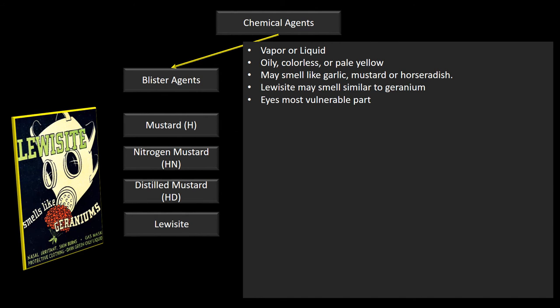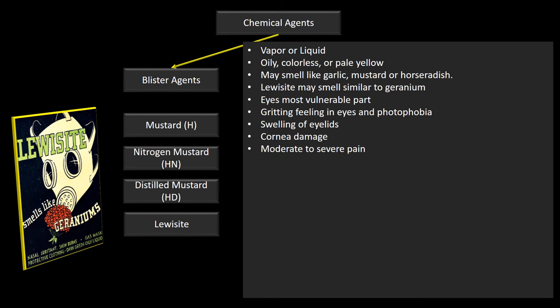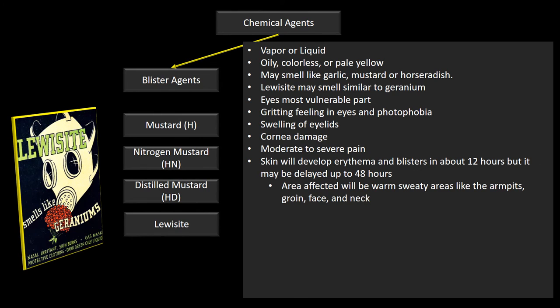Eyes are the most vulnerable part, and a lot of times your early symptoms are going to be a gritty feeling in the eyes with photophobia. Photophobia means a sensitivity to light. We're going to see swelling of the eyelids, damage to the cornea, moderate to severe pain, and then our skin's going to develop erythema, right? Redness and blisters in about 12 hours, but it can be delayed up to 48 hours after exposure. And the areas affected are usually the warm areas, like the armpits, the groin, the face, and the neck.